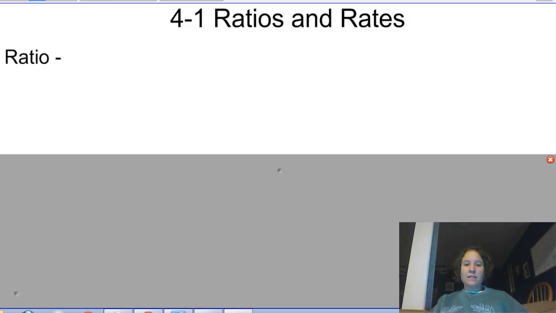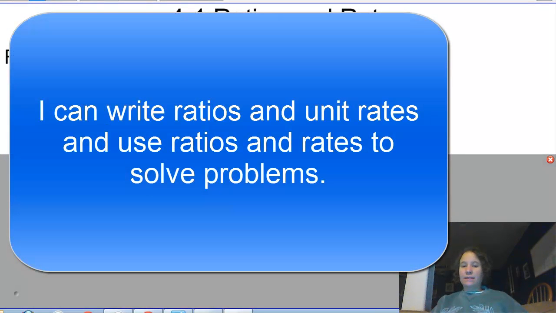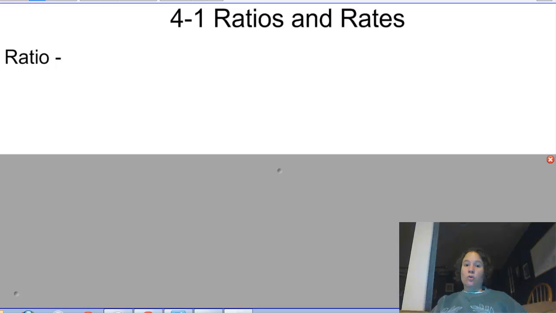Hi everybody. Today we're going to be talking about ratios and rates. Our learning goal for today is: I can write ratios and unit rates and use rates and ratios to solve problems. So we need to know our definitions of what ratios and rates are, and we're going to talk a little bit about what they are and then a little bit about how to use them to solve problems.